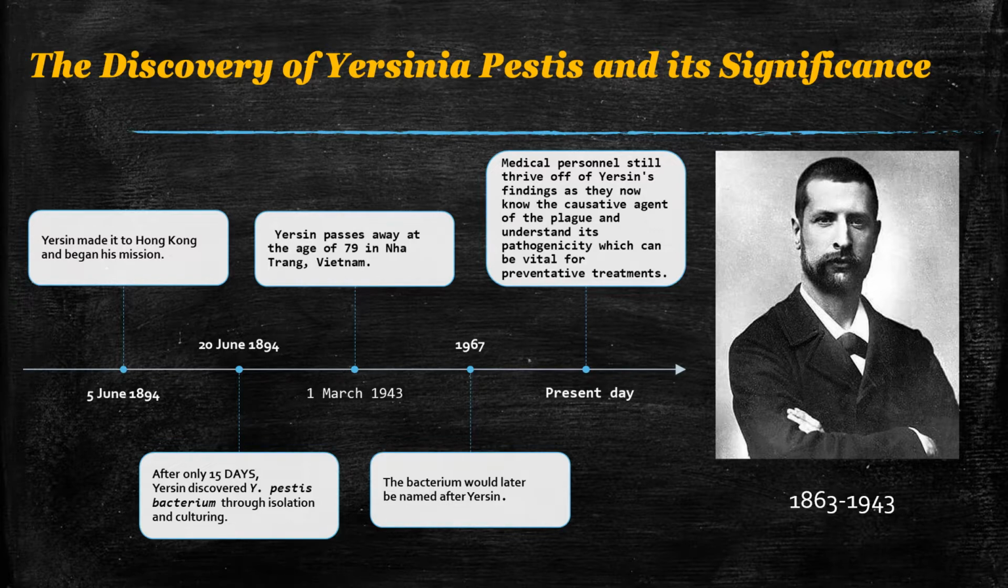Yersin would go on to do many other great things before ultimately passing away at the age of 79 in Nha Trang, Vietnam. A couple of decades after that, the bacterium was named after him, hence the name Yersinia pestis. And as I mentioned before, medical personnel still thrive off of his findings because now they understand the bacterium's characteristics and now know how to properly diagnose and provide the right preventative treatments.